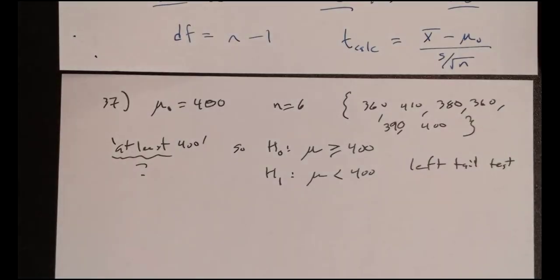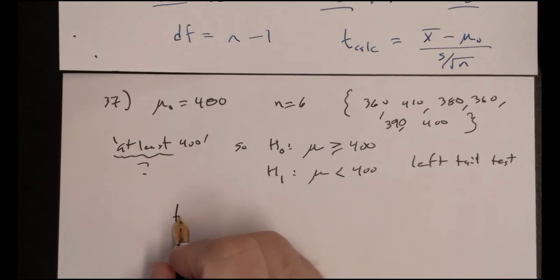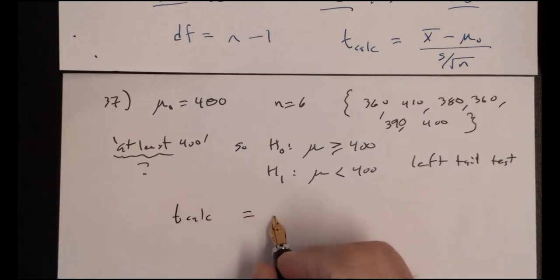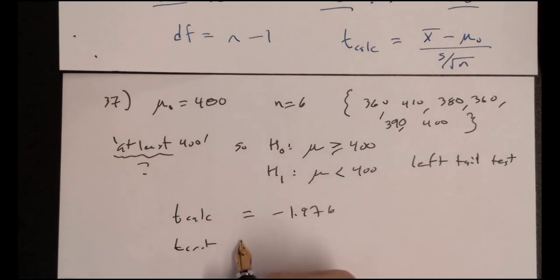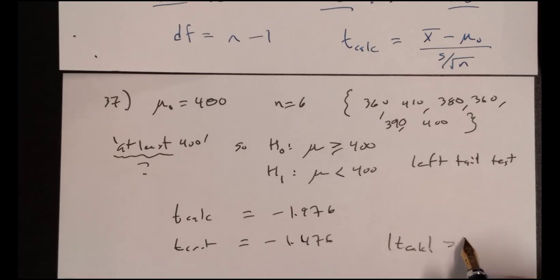All right, time to write down some summary information. T-calc, negative 1.976. T-crit, negative 1.476. T-calc in absolute value is bigger than T-crit. Reject.